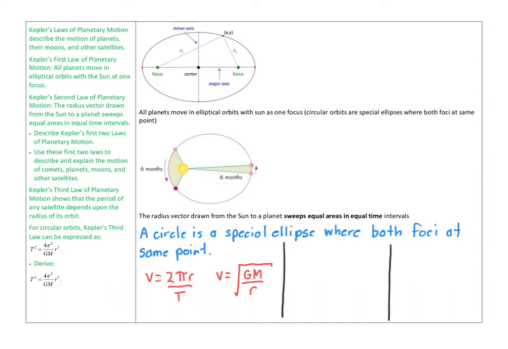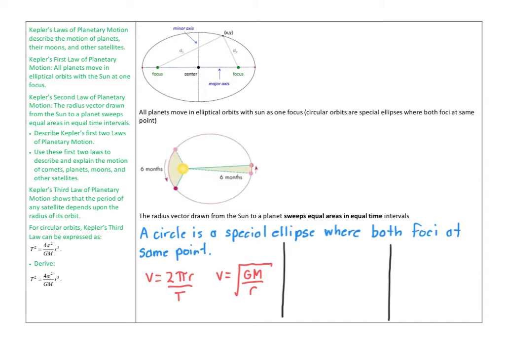However, when we deal with things like comets, which we'll talk about shortly, we deal sometimes with much more elliptical objects where, say, if the sun was here, at some points it's very close to the sun, and at other points it's a long way away from the sun. So that's the first law. All planets move in elliptical orbits.